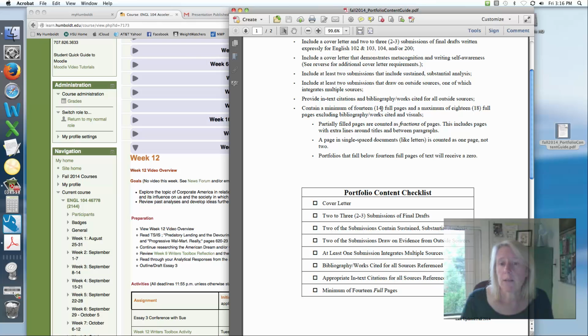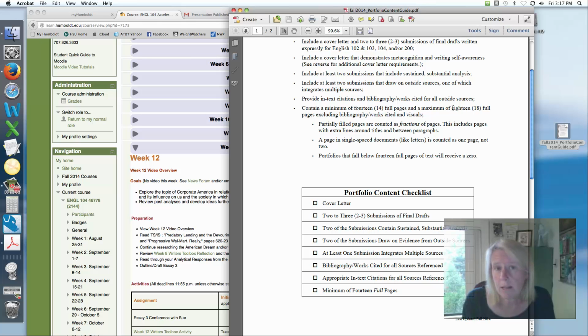Your portfolio has to be between 14 and 18 pages. I might have said 16 in my earlier video. We raised the upper end on this to not restrict people so much. But this 14 to 18 does not include your works cited page. Your works cited page will be included in your portfolio and will be numbered, but it doesn't count as a page in your text count. So it's only pages of text that actually count here.